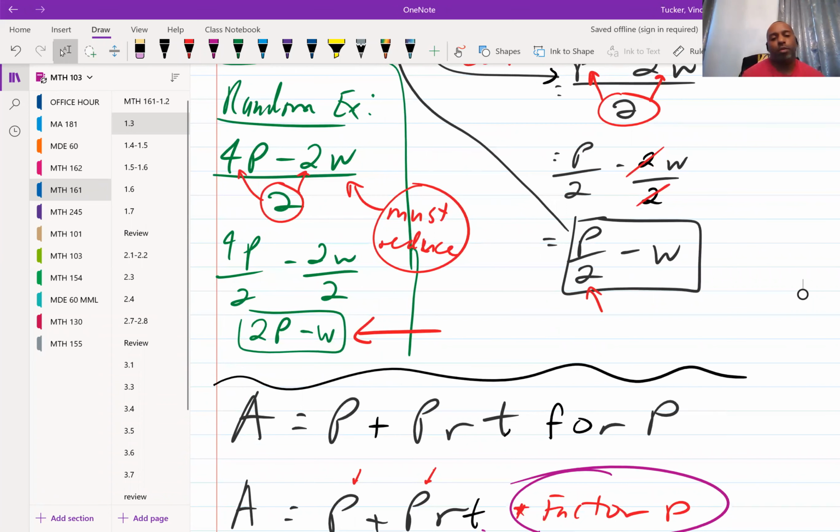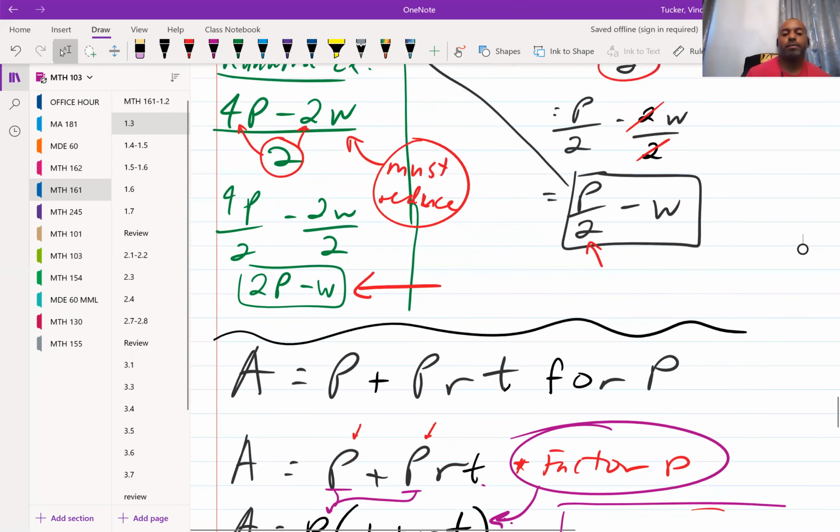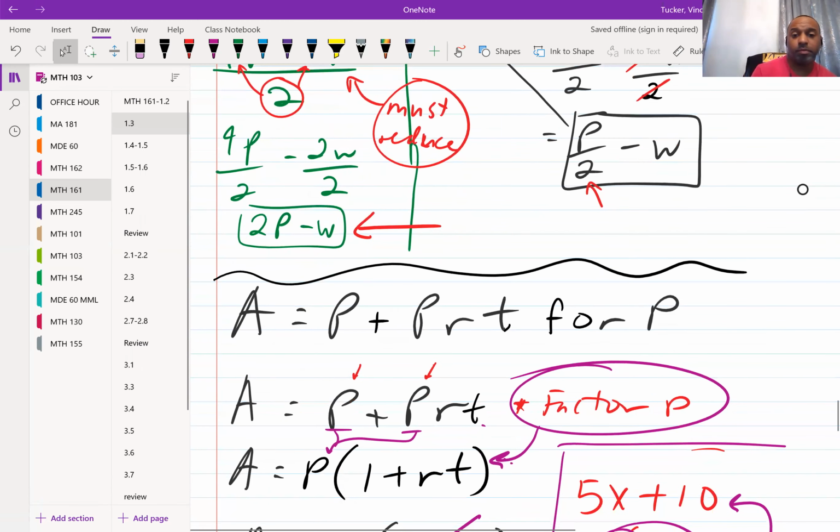Okay, next one's A equal to P plus PRT, and we want to solve it for P. Notice that P is in 2 different terms, and you want to solve for a single P. The way we would handle that is by factoring P out of each term. In other words, pull P to the front, and then in the parentheses, what is left? That'll be 1 plus RT.